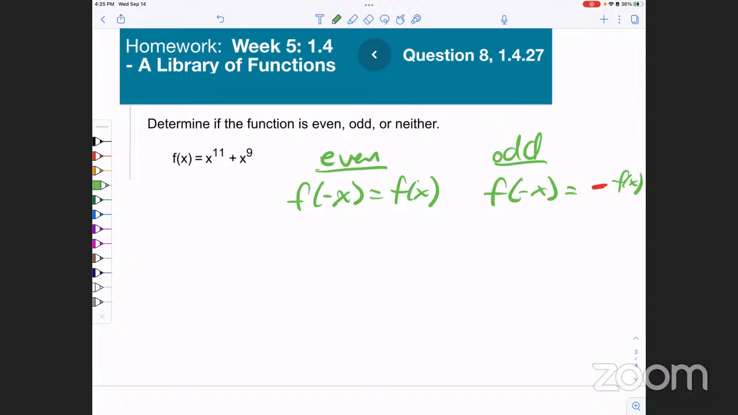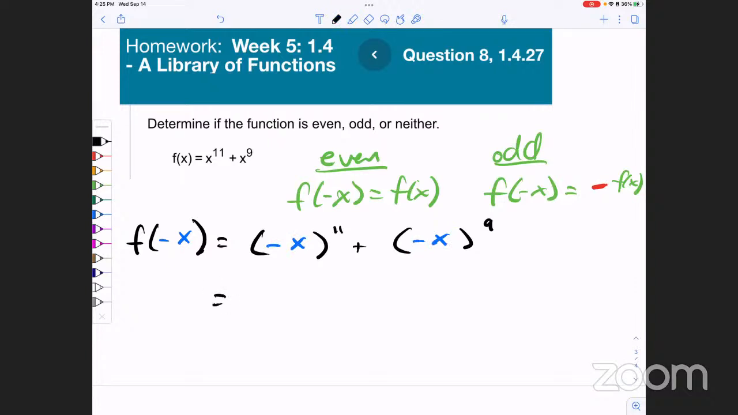Okay. So we're going to start by replacing all of our x's with a blank set of parentheses. And then we're going to substitute negative x for all the x's. So then when we simplify, we're multiplying an odd number of negatives, so that's going to be negative. This is also going to be negative.